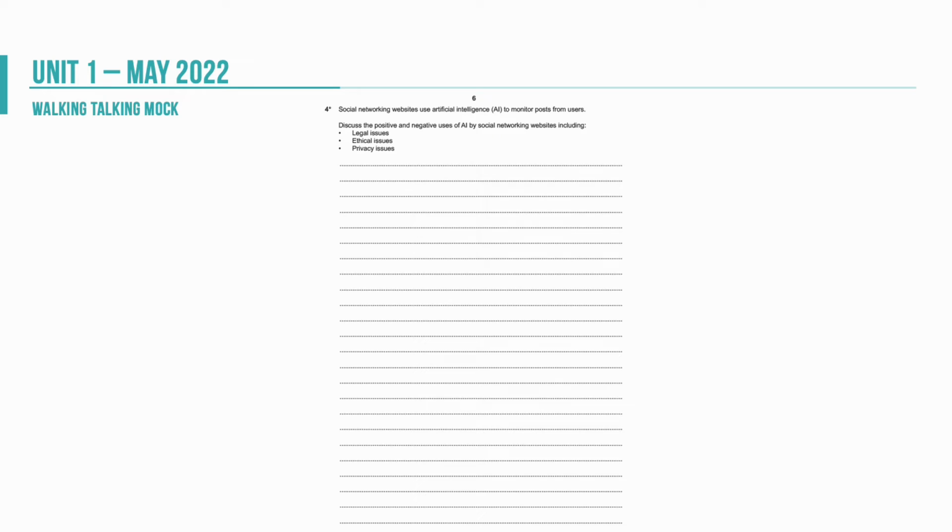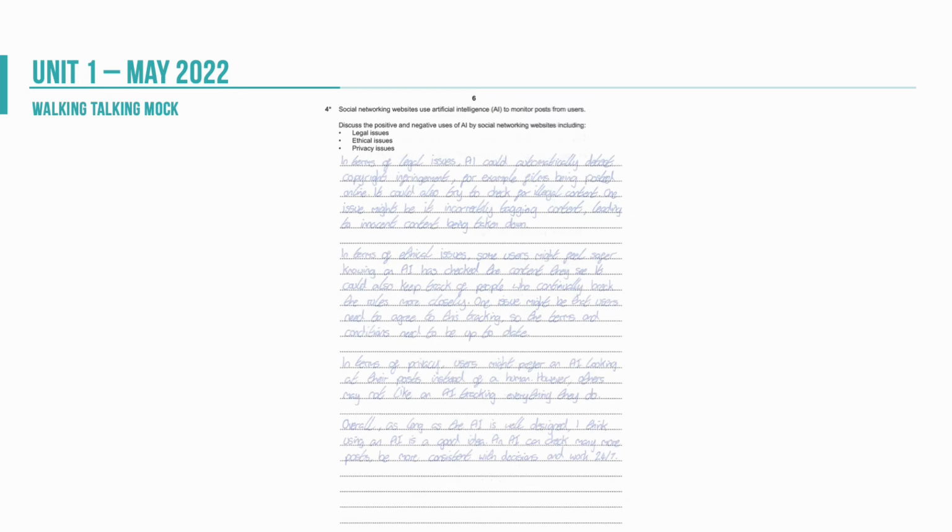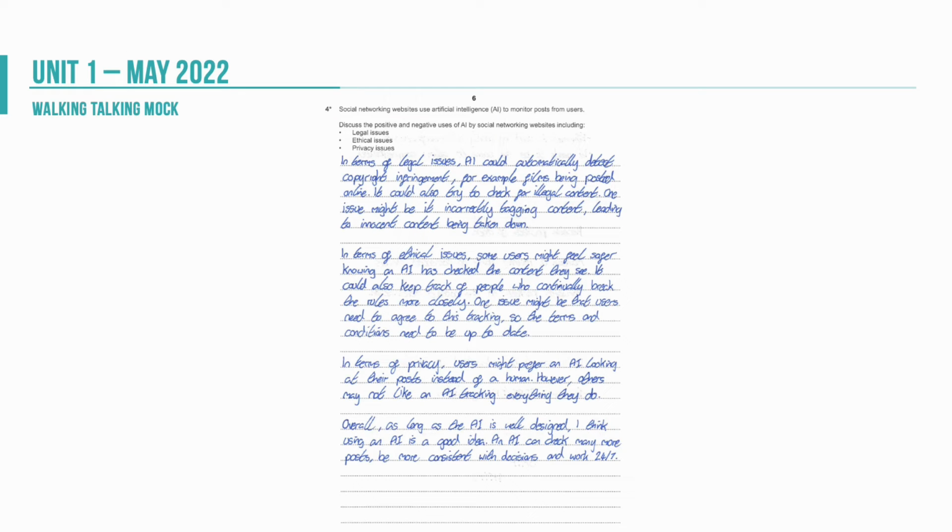It's asking around artificial intelligence and monitoring posts on websites. It's asking us to discuss the positives and negatives of using AI. Now, I'm not going to read my answer word for word, but what I've done very clearly here is split my answer into 3 paragraphs. It says you might want to discuss legal, ethical, and privacy. Therefore, I've got a paragraph about legal issues where I've made 3 definitive points. I've got a paragraph about ethical where I've made another 3 points, and finally privacy where I've tried to do the same. I have put a little conclusion at the end.